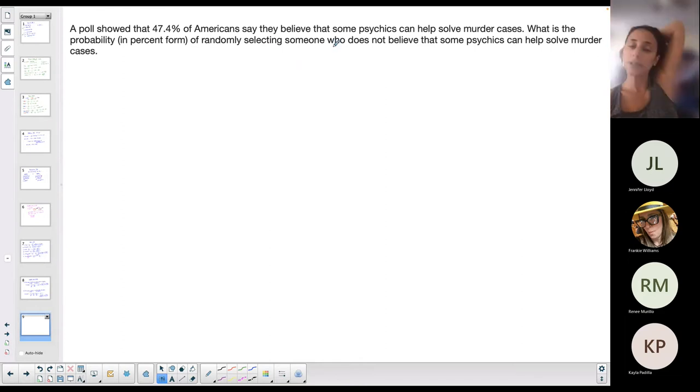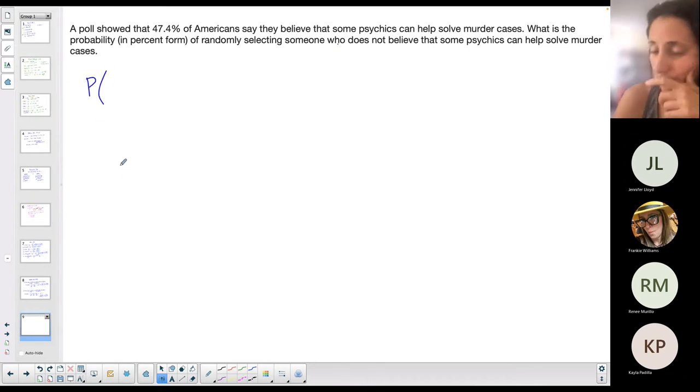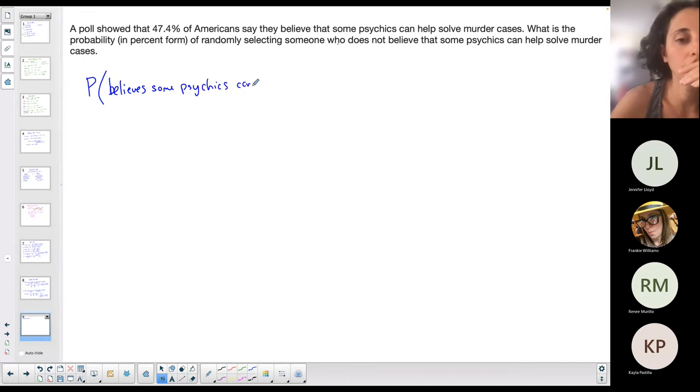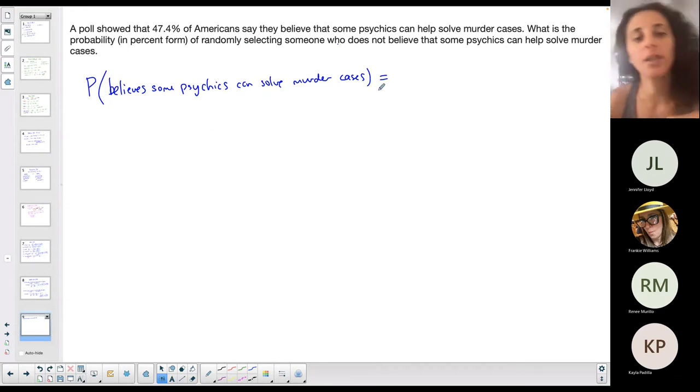So I'm probably going to do a couple things here. Let's start with representing this in our notation. The probability that a random person believes that some psychics can solve murder cases. So I'm not going to write this big thing every time. If I ever say P of believe, this is what I mean.